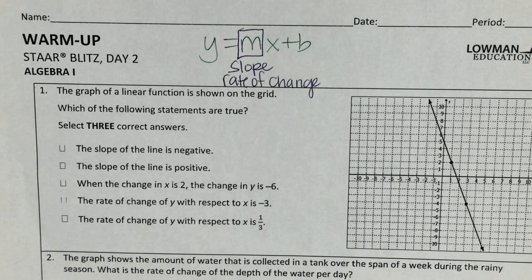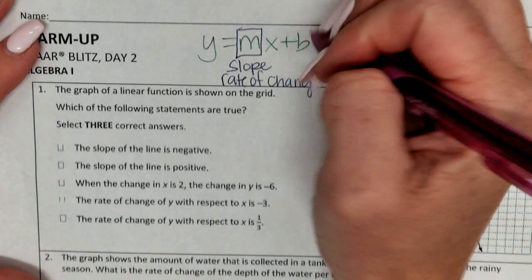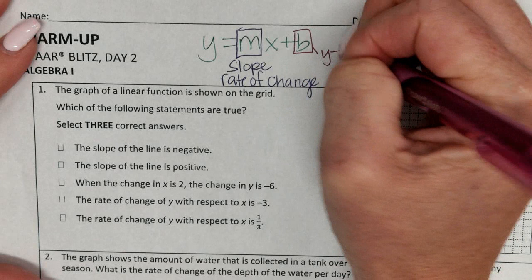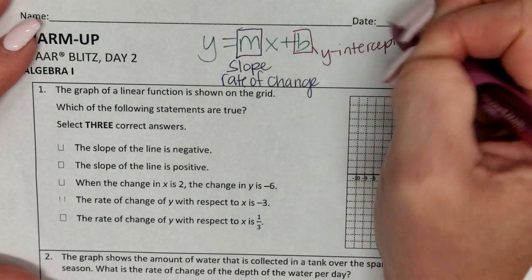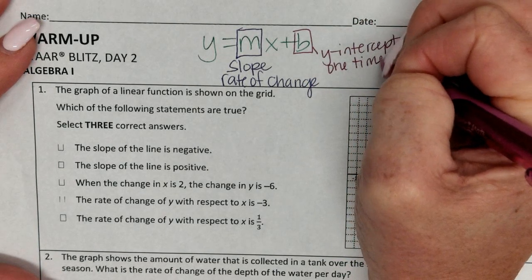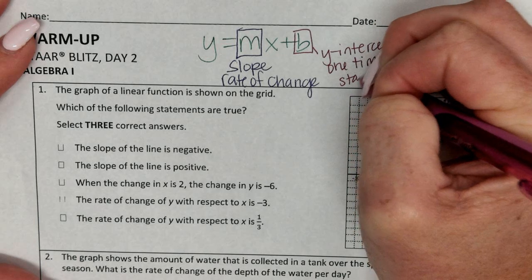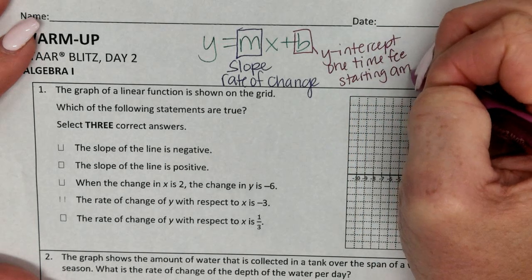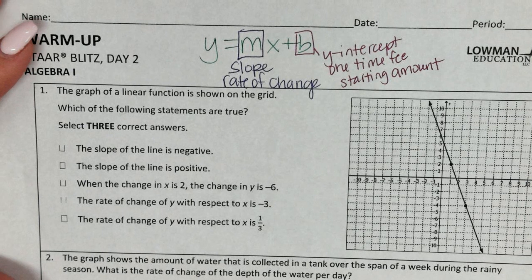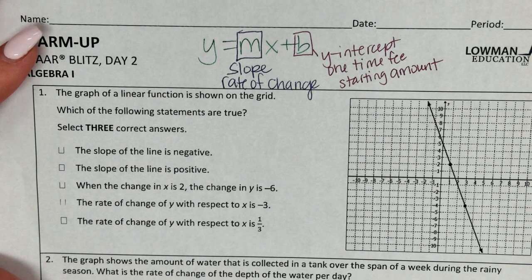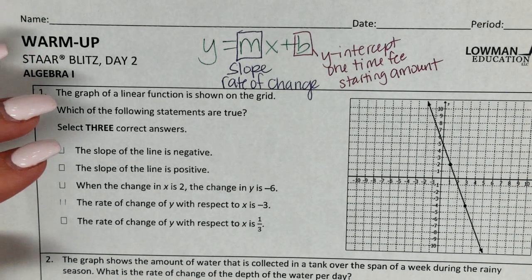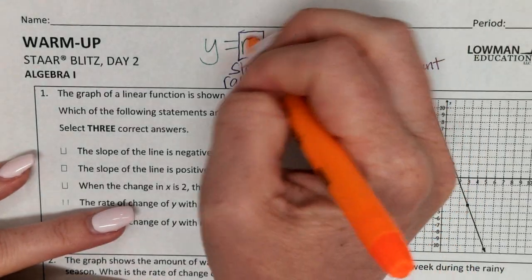The b is the y-intercept. Write this down. It is also known as the one-time fee or the starting amount or starting point. But today, the main topic is this part right here.